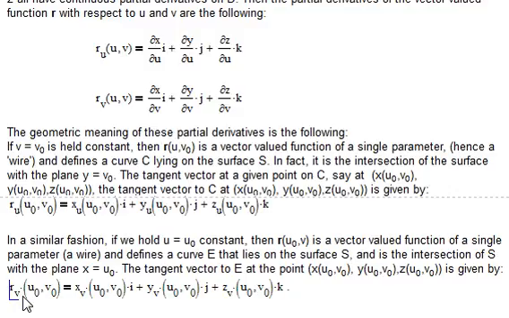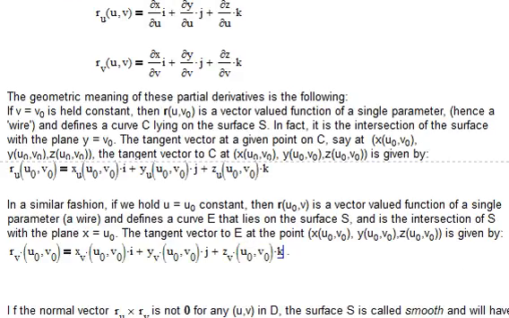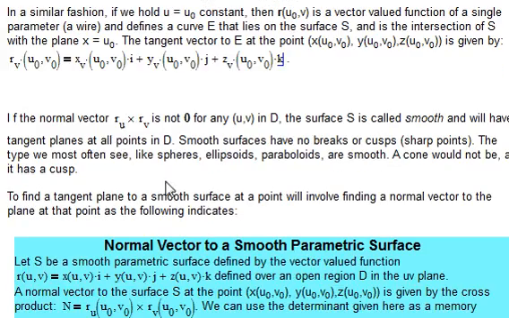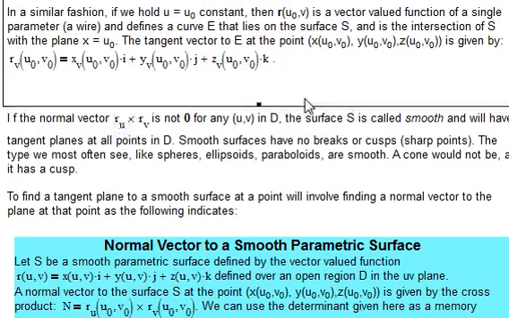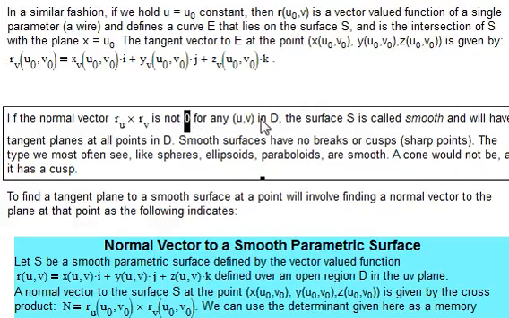r sub v, if you want. That's like the subscript notation for partial derivatives. So the partial of r with respect to v at u0,v0 is the partial of x with respect to v of u0,v0 times i, plus the partial of y with respect to v of u0,v0 times j, plus the partial of z with respect to v of u0,v0 times k. Wowie.